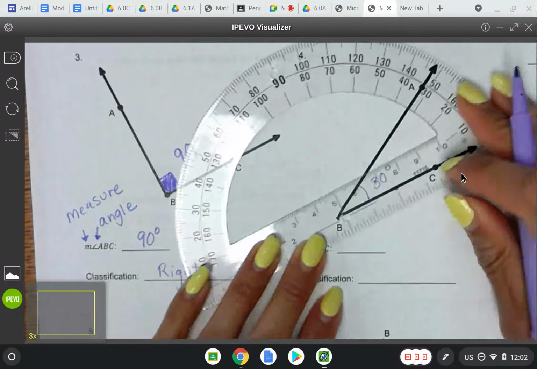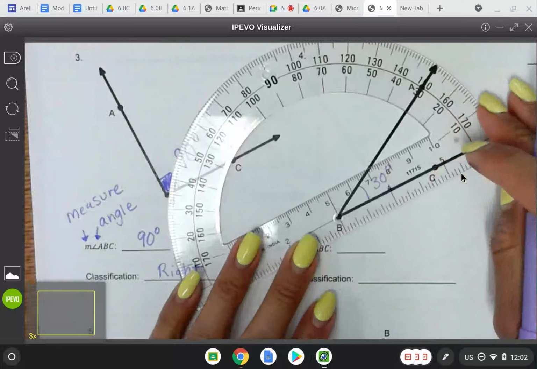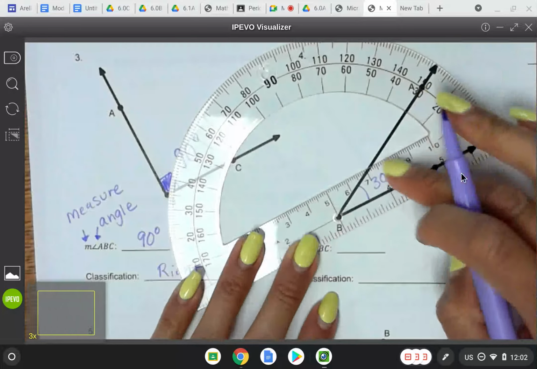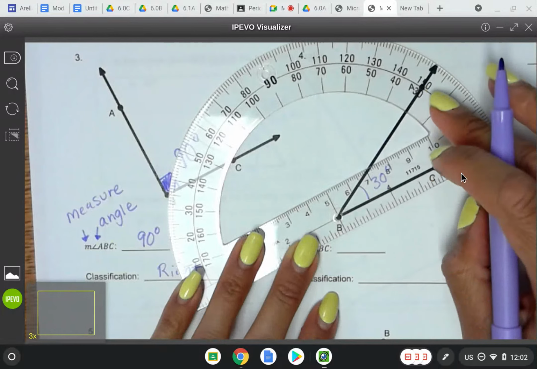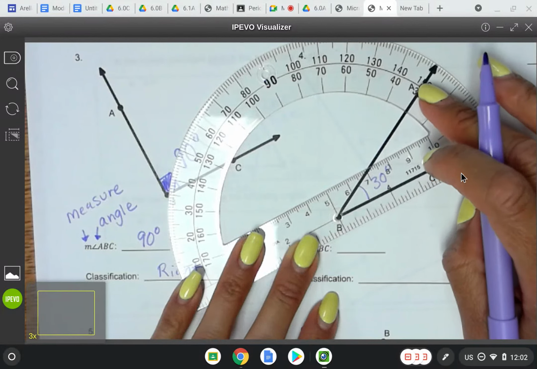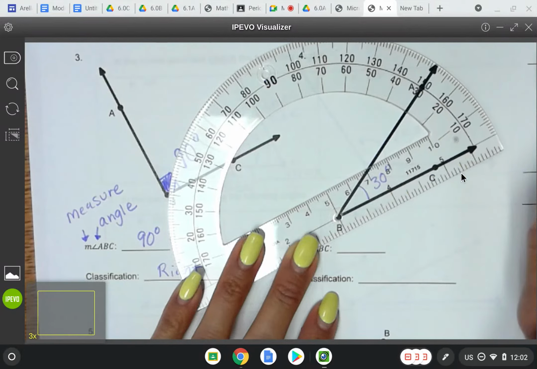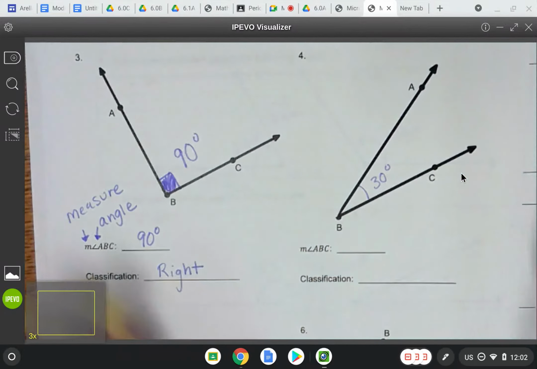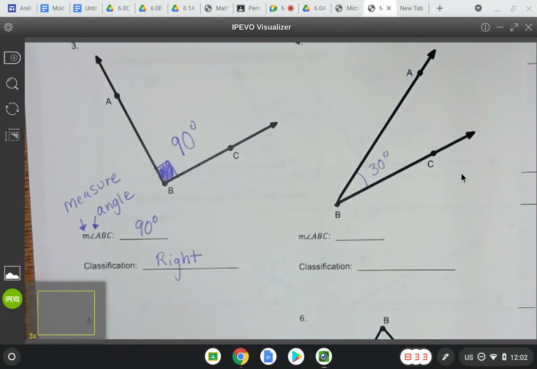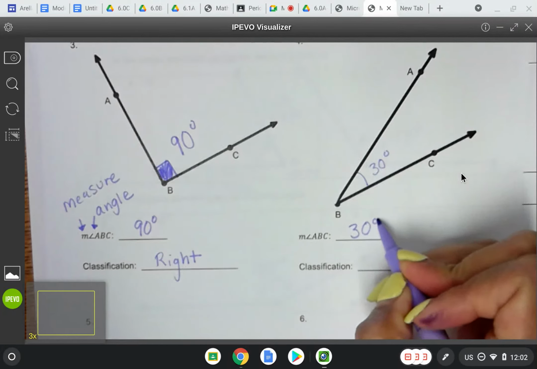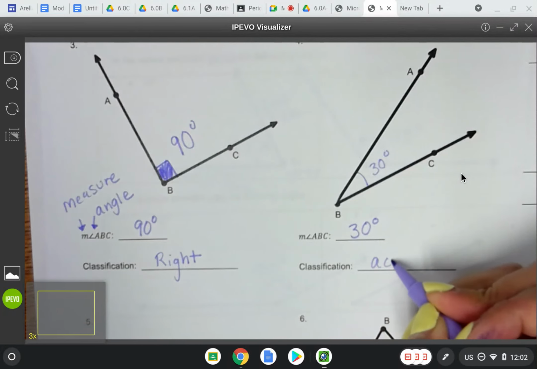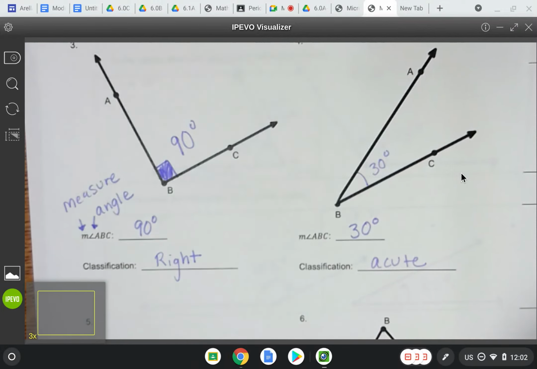Now, a way that you can also tell if this angle would be 30 or 150 is look at the size of the angle. This angle looks acute. If it were 150 degrees, it would be an obtuse angle. So there's no way this angle could be 150 degrees. So use your knowledge about acute, obtuse, right, and straight angles as well when you're measuring to determine which of the two measures to use. So the measure of ABC is 30 degrees, and this would be an acute angle.